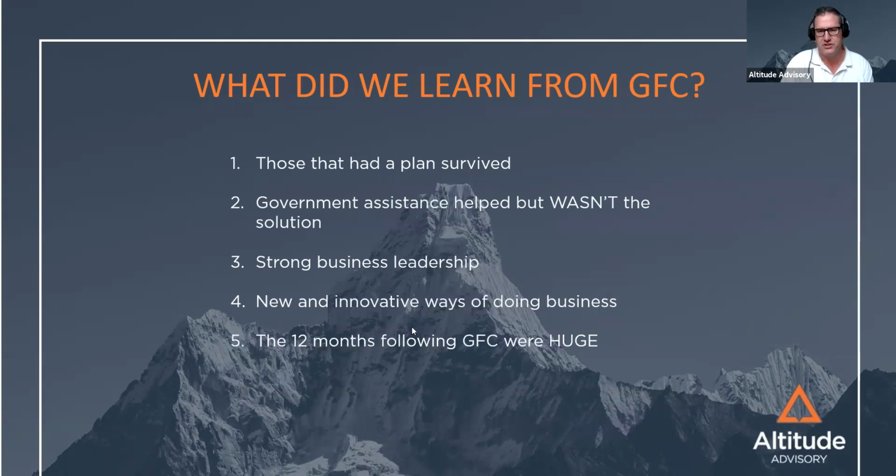So what did we learn from the GFC? That's obviously not 20 years ago, it's 12 years ago, 2008. What we learned is that those that had a plan survived. There were a number of businesses that didn't get through the GFC, but those that had a clear, executable plan of key actions and activities at given points in time got through the GFC and actually thrived on the other side of that.